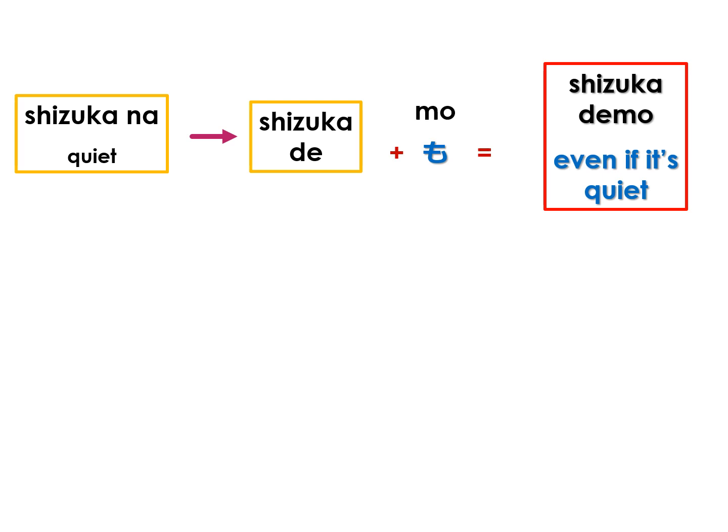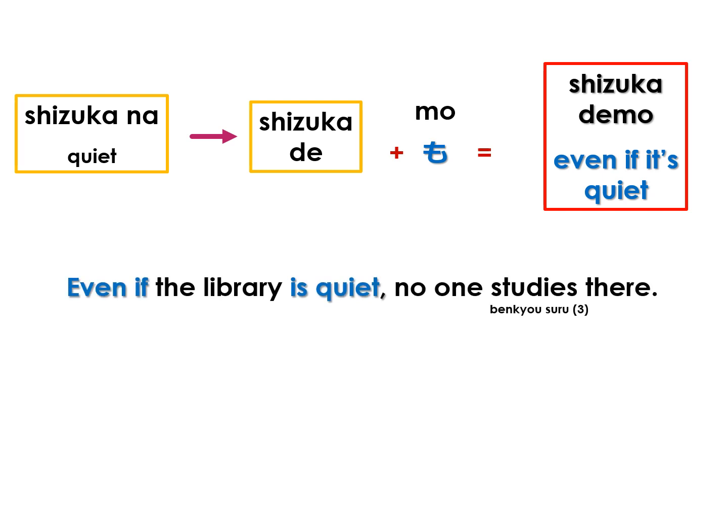First example, the na-adjective shizuka na, which means quiet. Its te form is shizuka de, and adding mo forms shizuka demo, which means even if it's quiet. Even if the library is quiet, no one studies there.